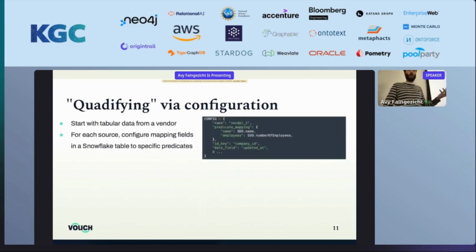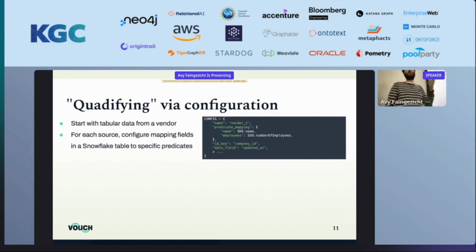So we have these configurations that are very easy to add and configure to translate tabular data into RDF graph data. So this is a pseudo config that we would have. The name would be the vendor, the predicate mapping would be taking each column in a tabular view and representing it as a specific RDF predicate, using the RDFLib syntax. So sto.name would be the schema.org name predicate, employees would be the number of employees, and the subject for each one of these facts would be that ID key.